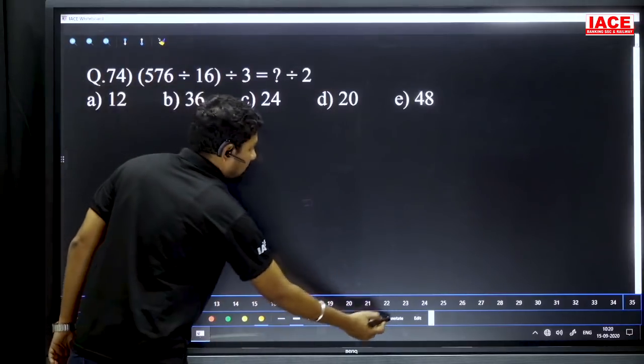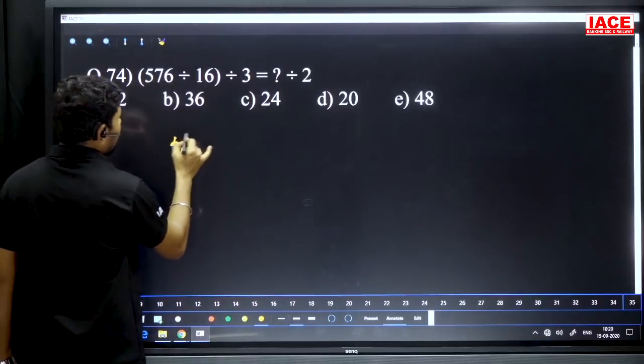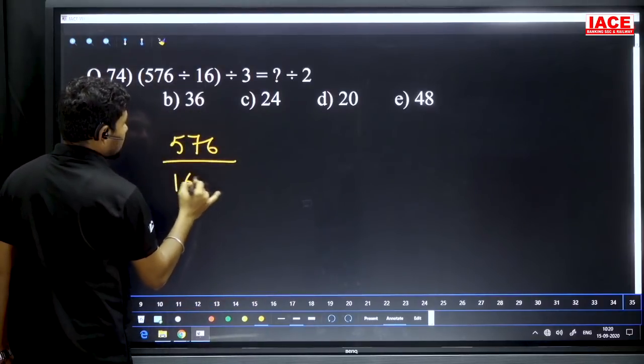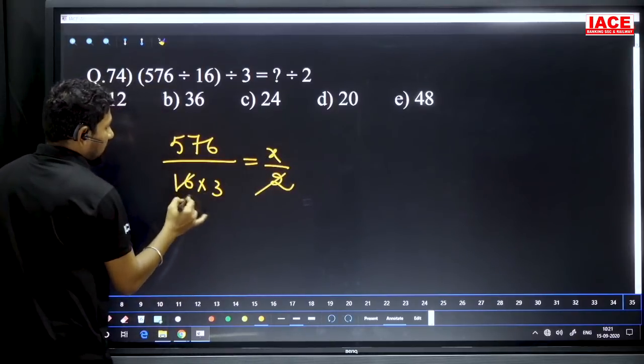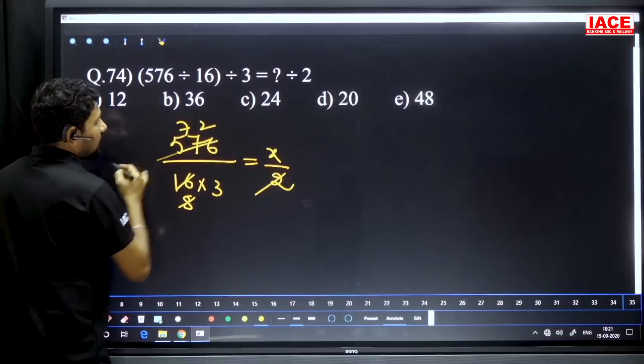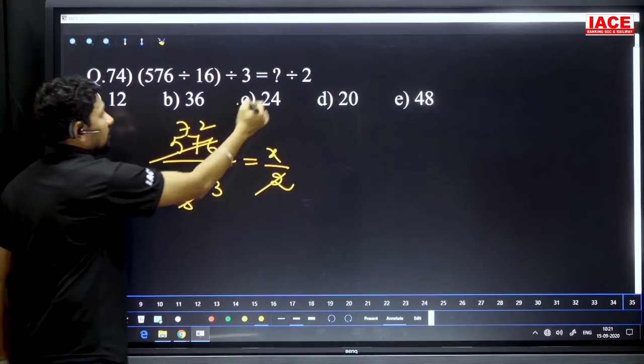Next, 576 divisible by 69 3. 576 and 16 into 3 which is equal to x by 2. So 2 8 ja, 8 7 ja and 8 2 ja. 72 by 3 is equal to 24. Option C.